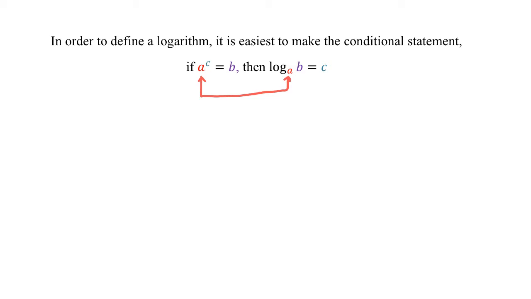So again, we're going to keep the base. We're going to make a equal to a, and then we switch the other two. So let's discuss what I'm saying here. For example, let's use the simplest thing we can think of. Let's say 2 to the third equals 8. Let's turn this into logarithm form.